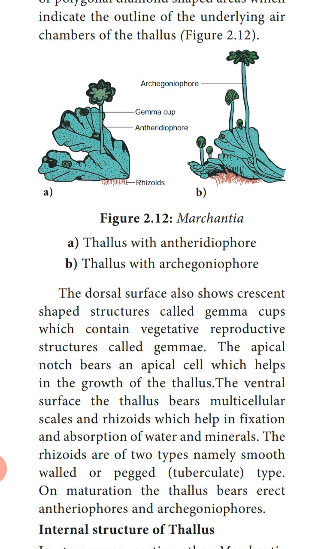So, as we have studied, the thallus of Marchantia is dorsiventral. That is, it has a dorsal side and a ventral side. On the dorsal side we studied that the median midrib is present, and gemma cups are present. On the ventral side, at the margins you can find scales, and towards the center you can find rhizoids. These rhizoids help in the fixation and absorption of water and minerals. These rhizoids are of two types: either smooth walled or pegged.